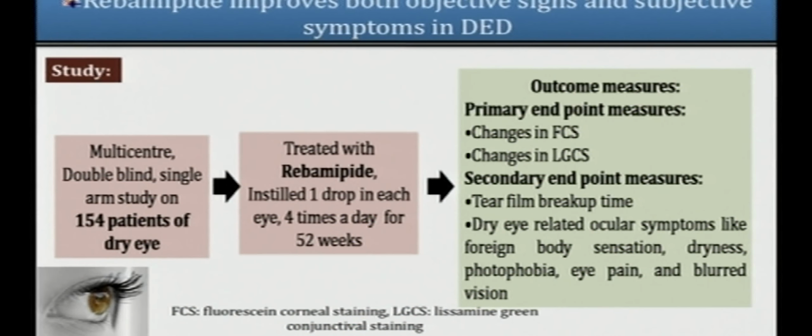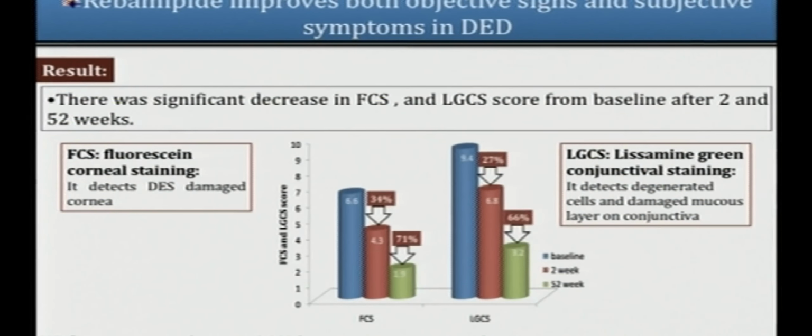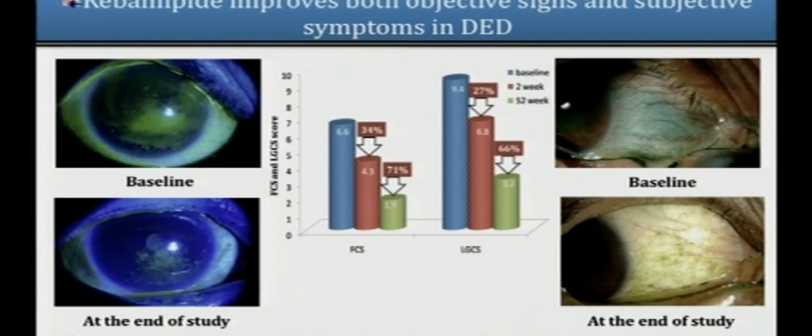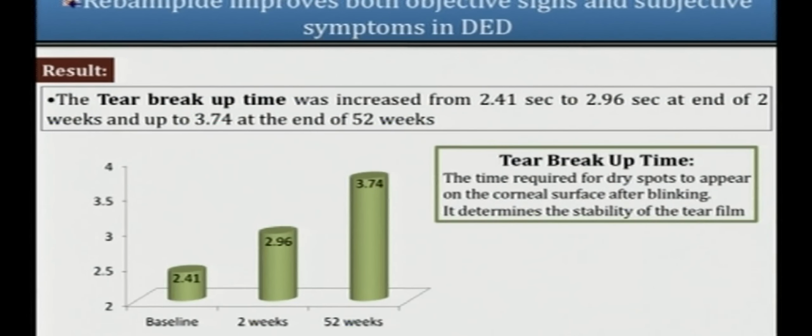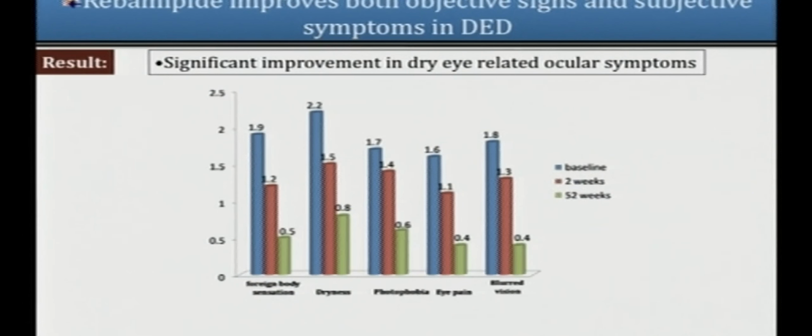Just these three parameters, it was found that the fluorescein staining reduced. So you can see that the green is the reduction, the lissamine green staining reduced as well. So this is the before and after picture showing you this. And the tear breakup time improved. Not so great, but it did improve to some extent in these patients.